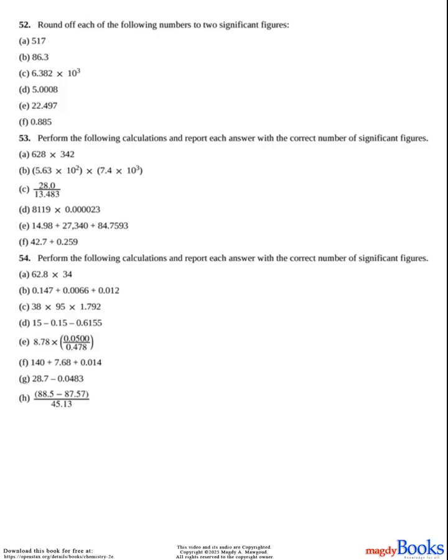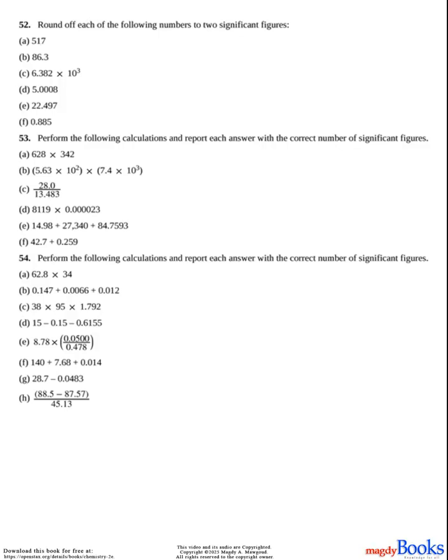54. Perform the following calculations and report each answer with the correct number of significant figures. A. 62.8 multiplied by 34. B. 0.147 plus 0.0066 plus 0.012. C. 38 multiplied by 95 multiplied by 1.792. D. 15 minus 0.15 minus 0.6155.